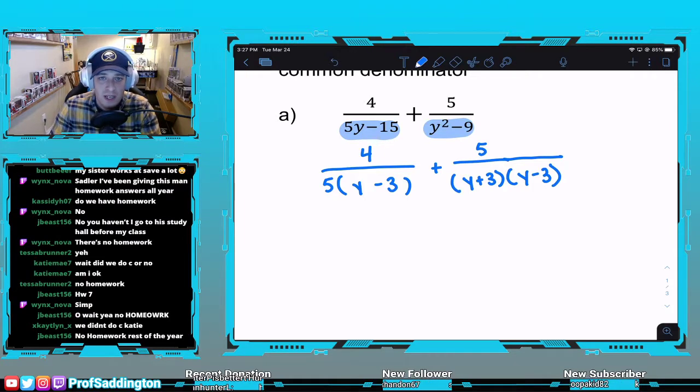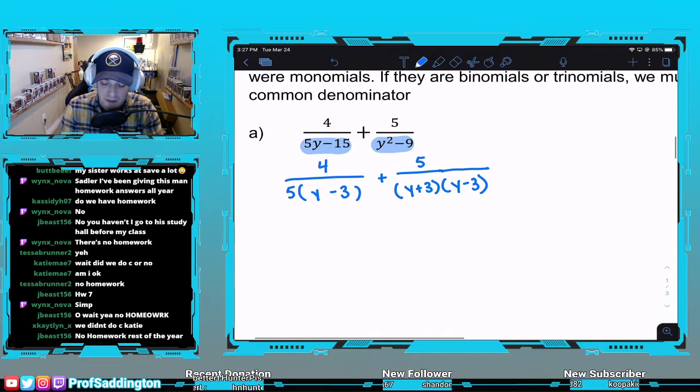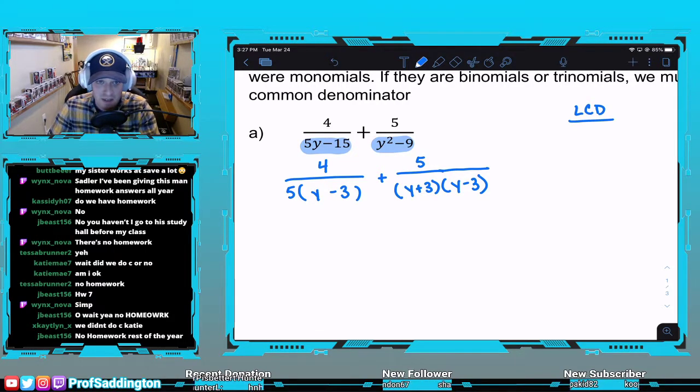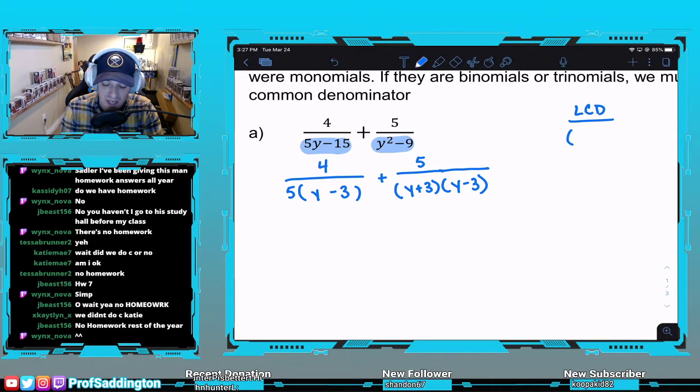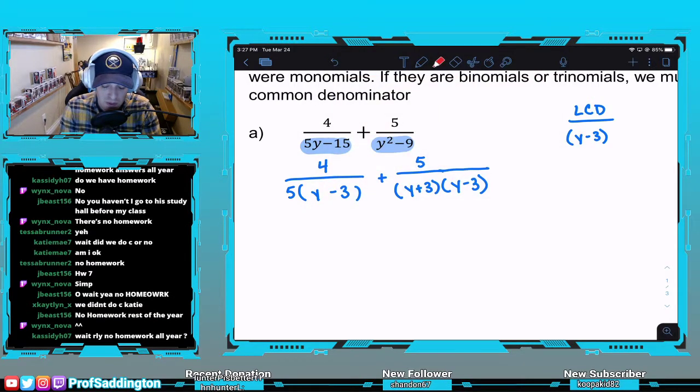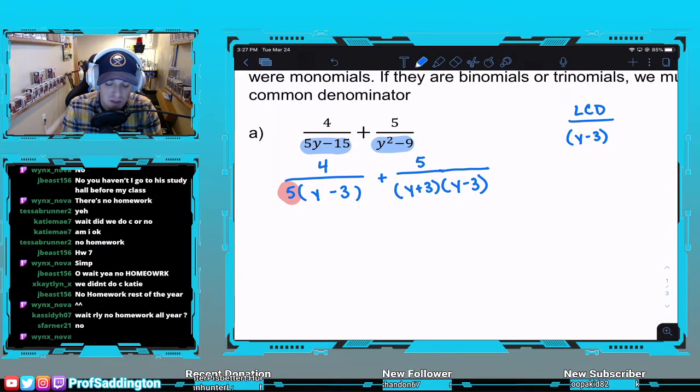So as far as finding an LCD for this, we need to get both those denominators to look exactly the same. The only thing that's currently the same in both of those denominators is that y minus 3. So we know that both denominators have to have the y minus 3 in it. But if you guys look at the first one, I'll do it in red, we have a 5 here. So that means we need to get a 5 into the second fraction as well. So what I'm going to do is in my LCD, I'm just going to write a 5 out front.